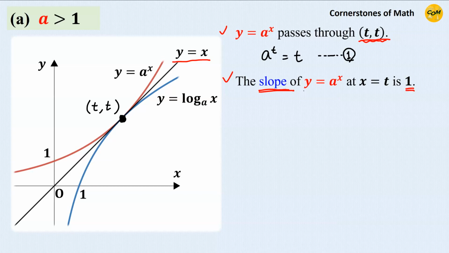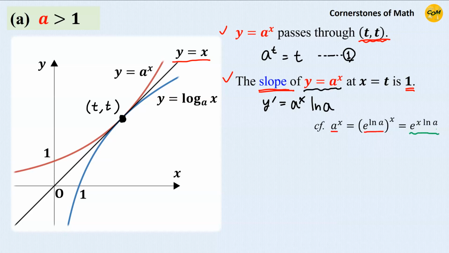So first we have to take the derivative. From y equals a to the power of x, its derivative is a to the power of x times ln a. If you haven't memorized the derivative of a to the x, you can always easily derive this, knowing that a can be expressed as e to the ln a. So we have this, and then we use the derivative of e to the x and the chain rule. Therefore, from the slope condition, we have a to the power of t ln a equals 1.